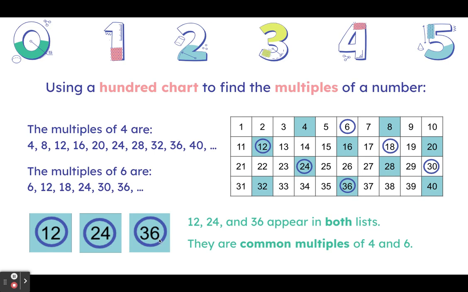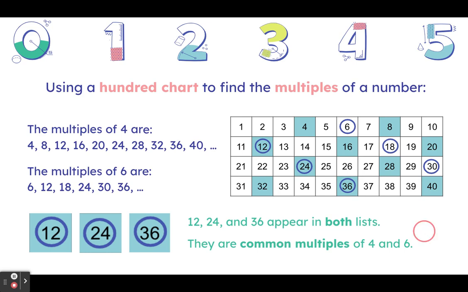So that's one way of checking to make sure if a number is indeed a common multiple. Divide it by both of the numbers that you're trying to find multiples for. And if it works with no remainder, then you know it's a common multiple.